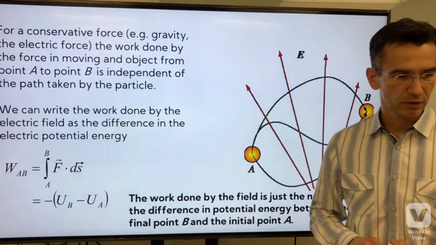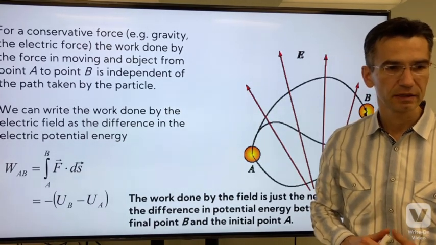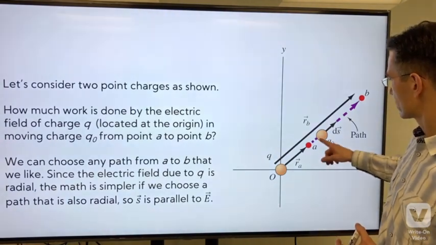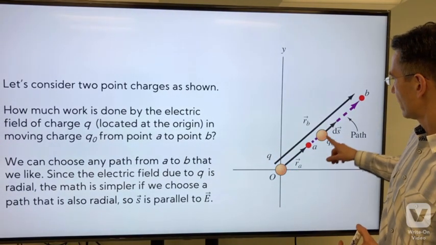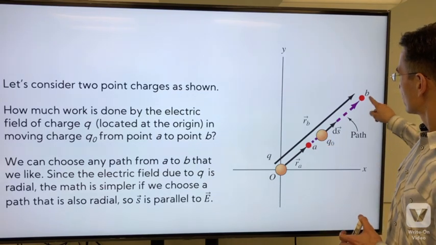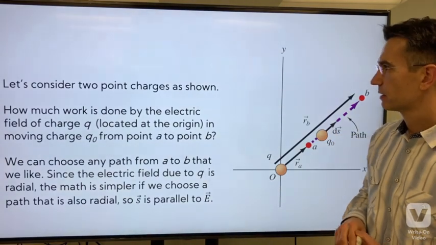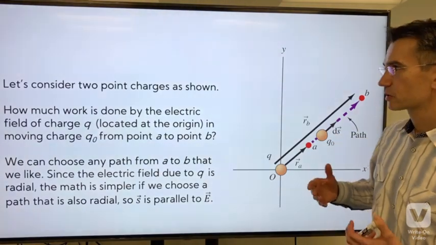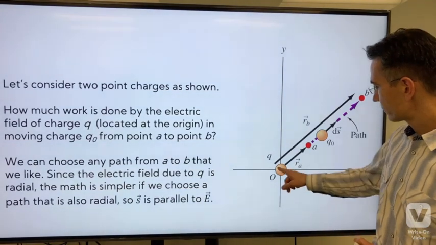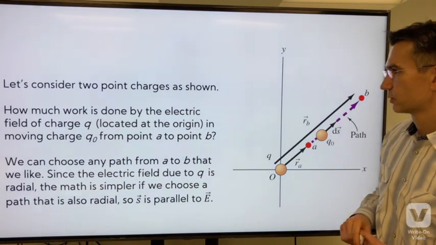So let's now look at an example that we can analyze more easily. Let's take a look at these two point charges. We have a charge Q at the origin and a charge Q0, and we're moving charge Q0 from point A to point B along this straight line path. The question is how much work is done by the electric force, by the electric field of the charge Q at the origin, in moving charge Q0 from A to B.